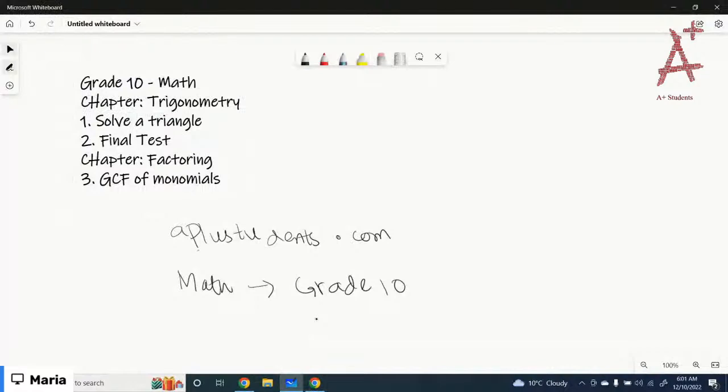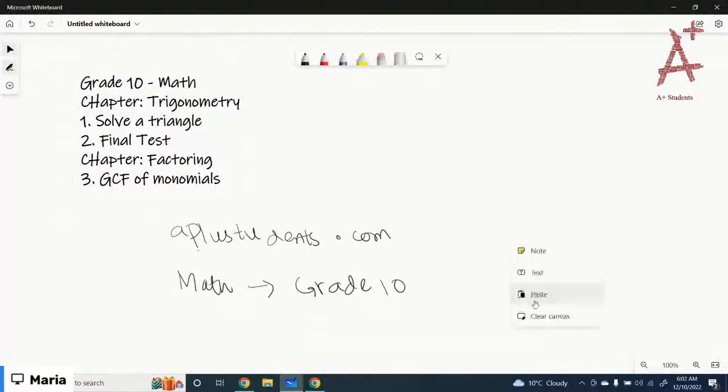So just click on the chapter trigonometry. And here is the list of the chapter lessons we are going to cover today. They are solve a triangle and the final test from the chapter trigonometry, and then we'll start the new chapter that is factoring. And the lesson is GCF of monomials. Got it? Okay, let's just start with the first lesson that is solve a triangle from the chapter trigonometry.